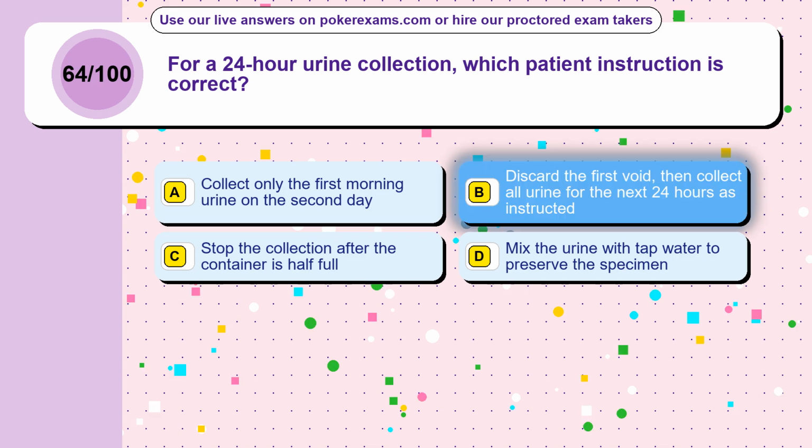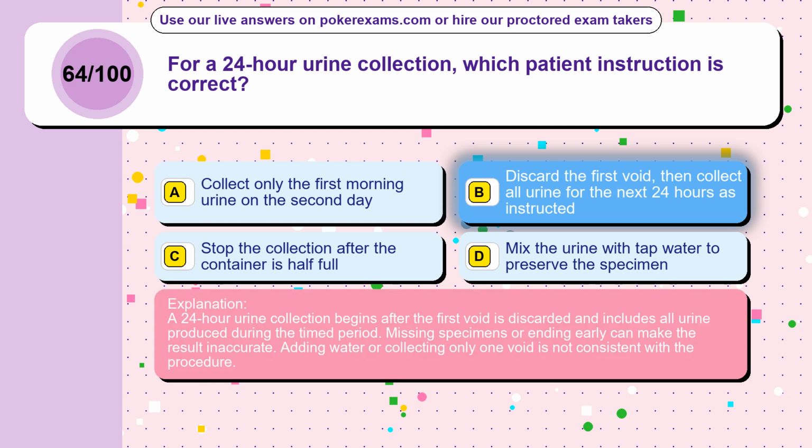The correct answer is option B, discard the first void, then collect all urine for the next 24 hours as instructed. A 24-hour urine collection begins after the first void is discarded and includes all urine produced during the timed period. Missing specimens or ending early can make the result inaccurate. Adding water or collecting only one void is not consistent with the procedure.